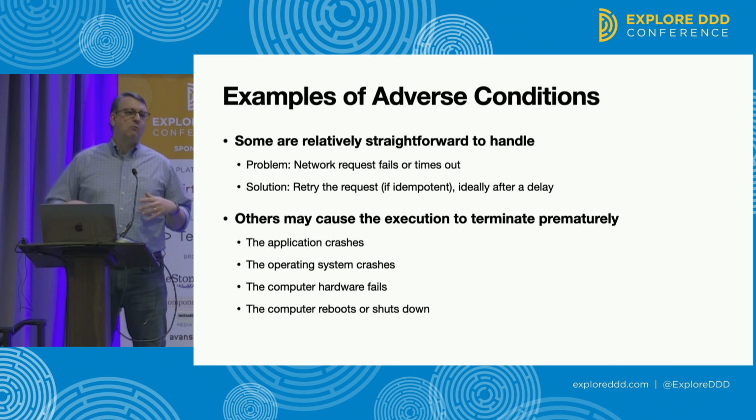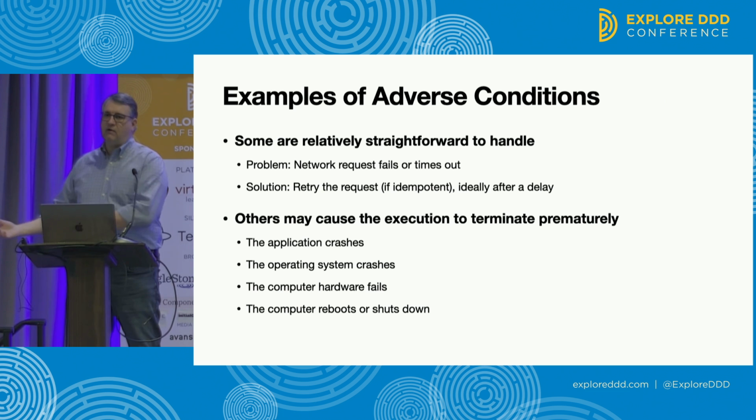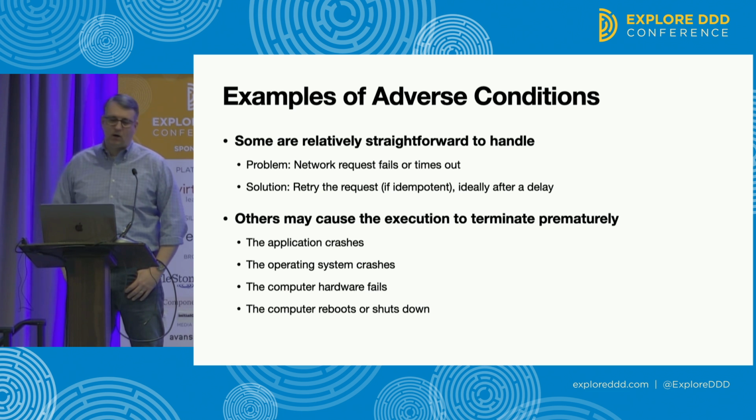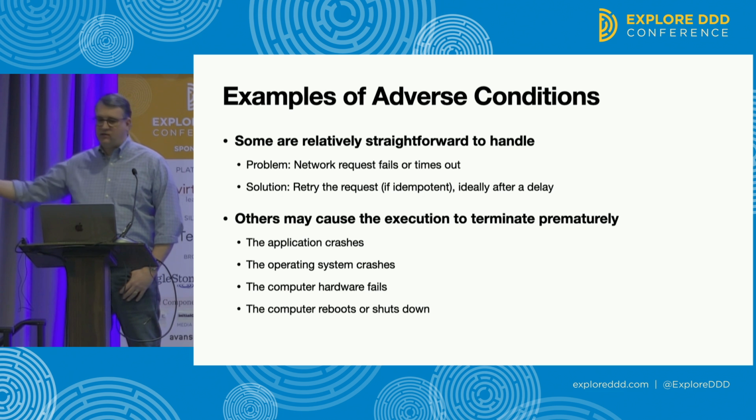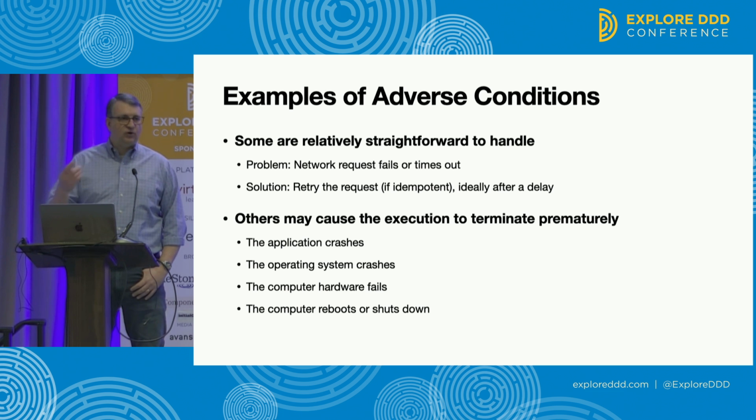So I mentioned that what we're trying to do is make our code able to withstand or recover from adverse conditions. Some of those things, like the one I told you, are relatively straightforward to handle because they're problems within the execution. For example, if you make a network request and it fails or times out, you can retry it. Hopefully you're calling a service that's idempotent so it doesn't cause problems with the state. Ideally, you put a delay in there so you don't anger the person responsible for that service, but it's pretty straightforward how you handle that.